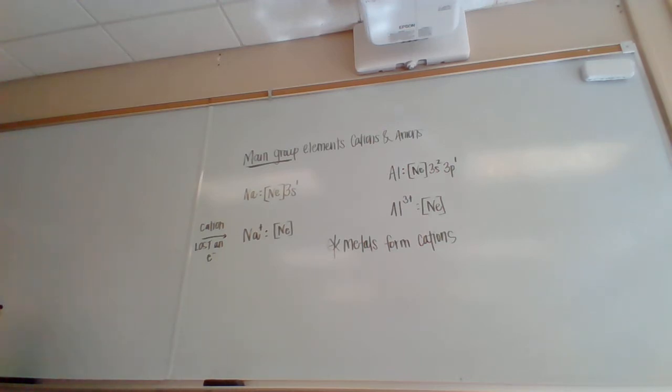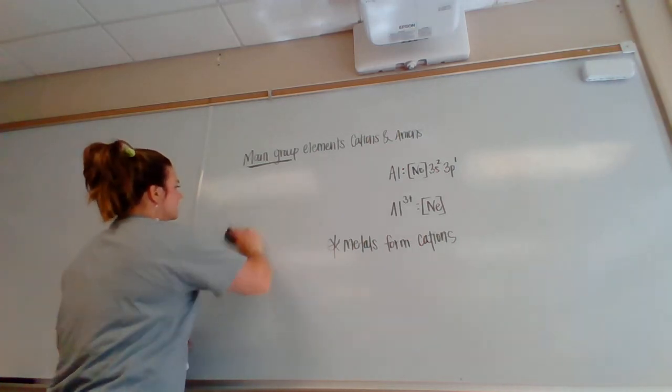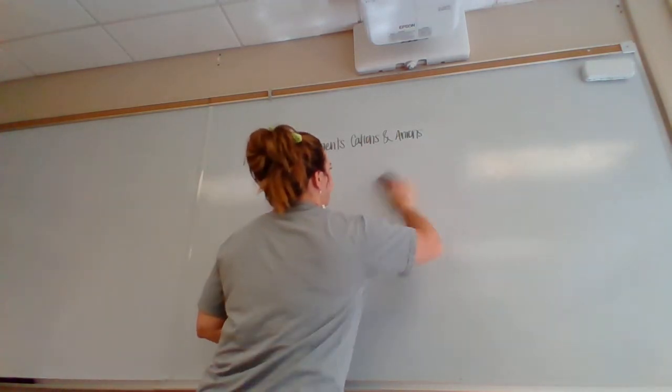We're talking about anions. And it's almost hard to say for some reason. Too many A's, I's. Too many vowels. All right, let's look at anions.